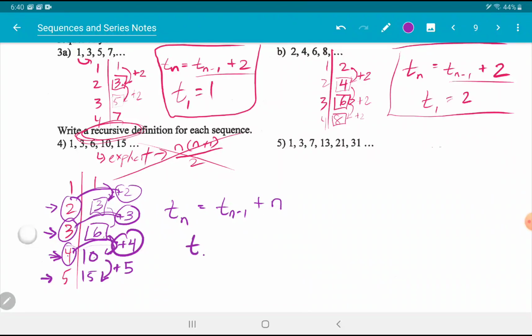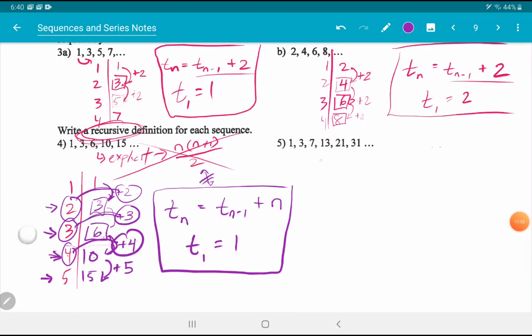And then don't forget that last step: state what t sub 1 was. In this case, t sub 1 was 1. That's going to be your recursive formula. Compare that with the explicit formula. Notice they are not the same. All right, let's go on to number 5.